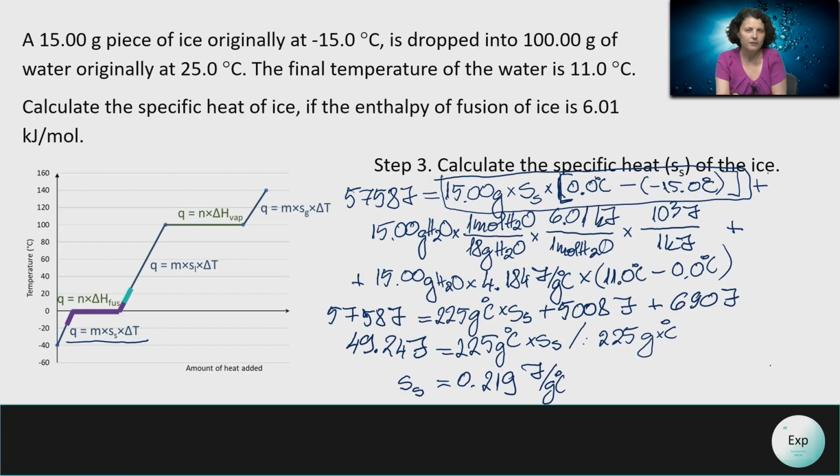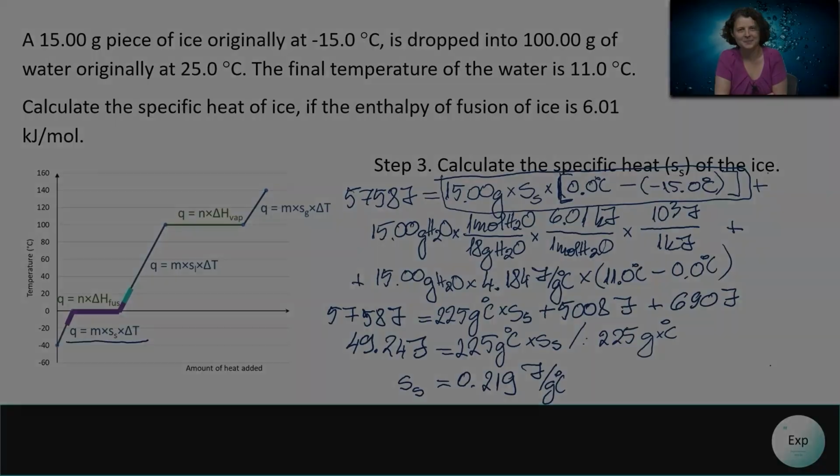This is quite far from the literature value, which tells us that it should be 2.09 joules per gram Celsius. Well, let's hope that this was an experimental error, and the next time someone performs this experiment, they will be a little bit more careful with their temperature measurements.